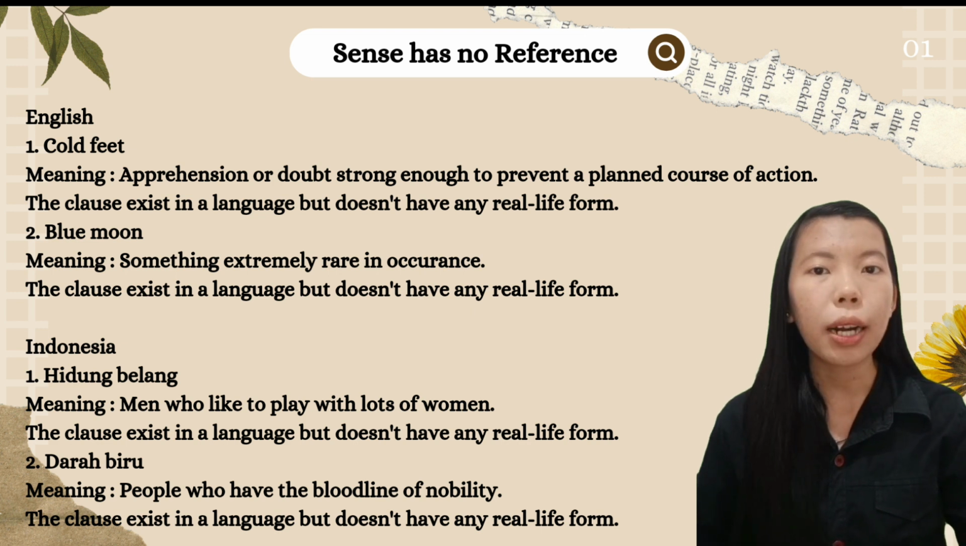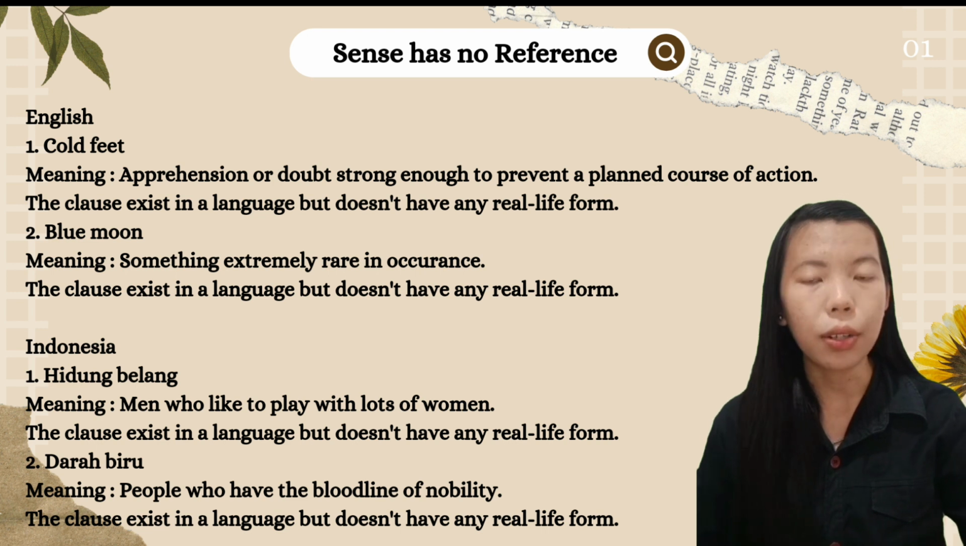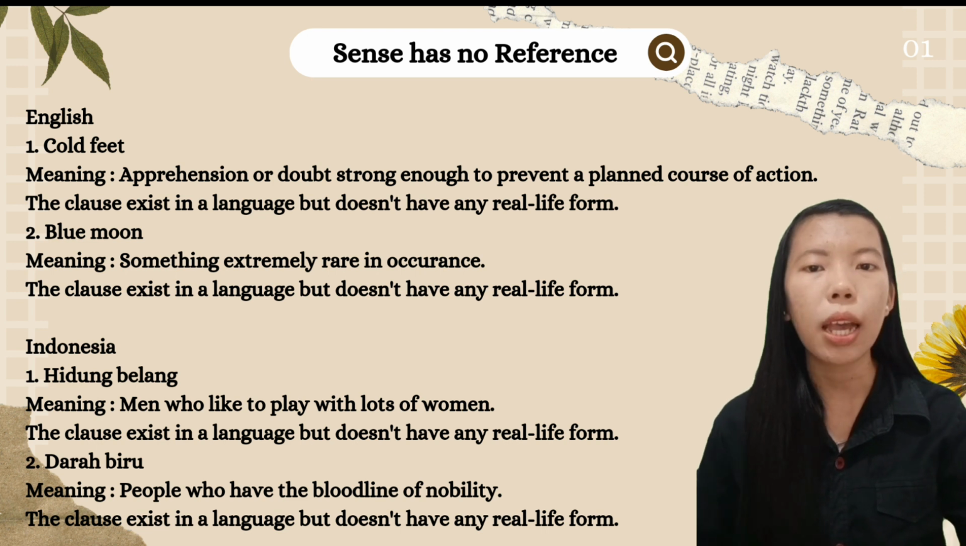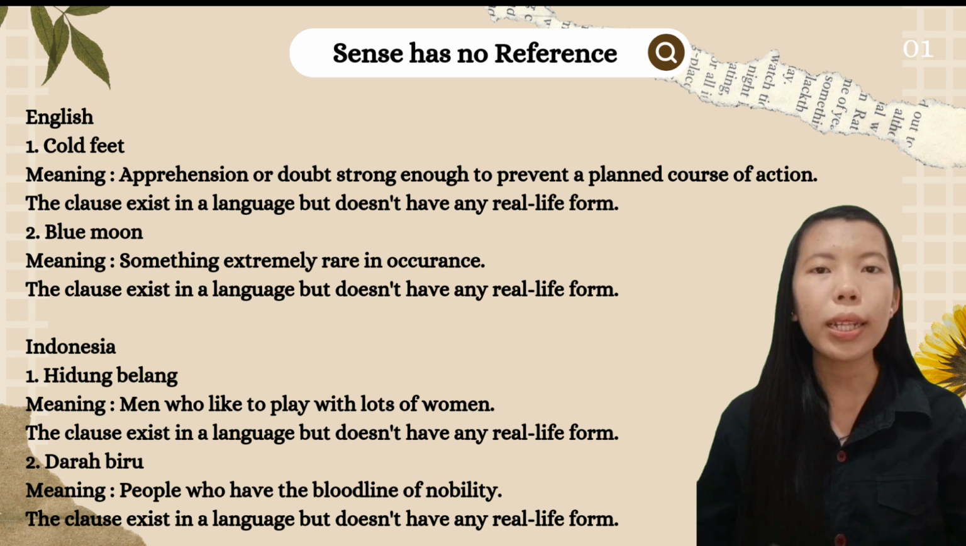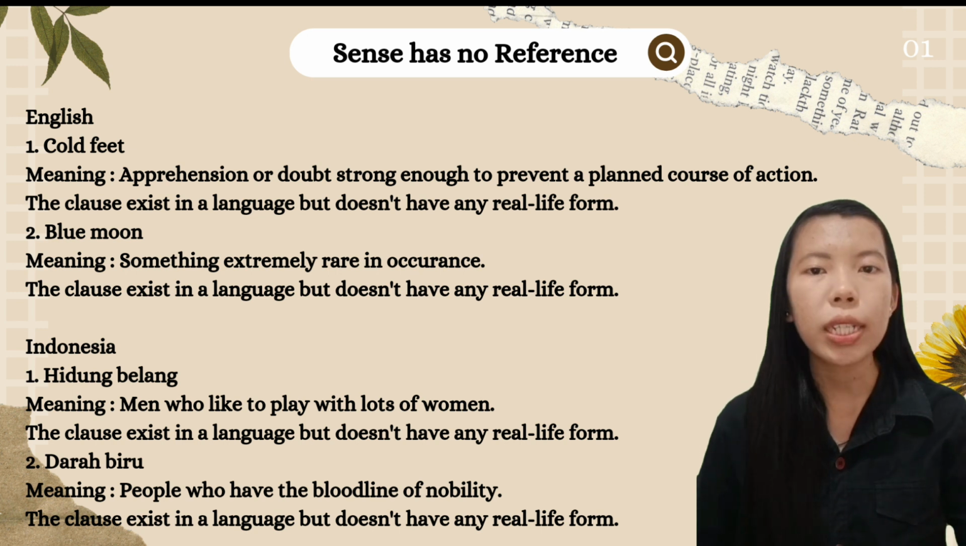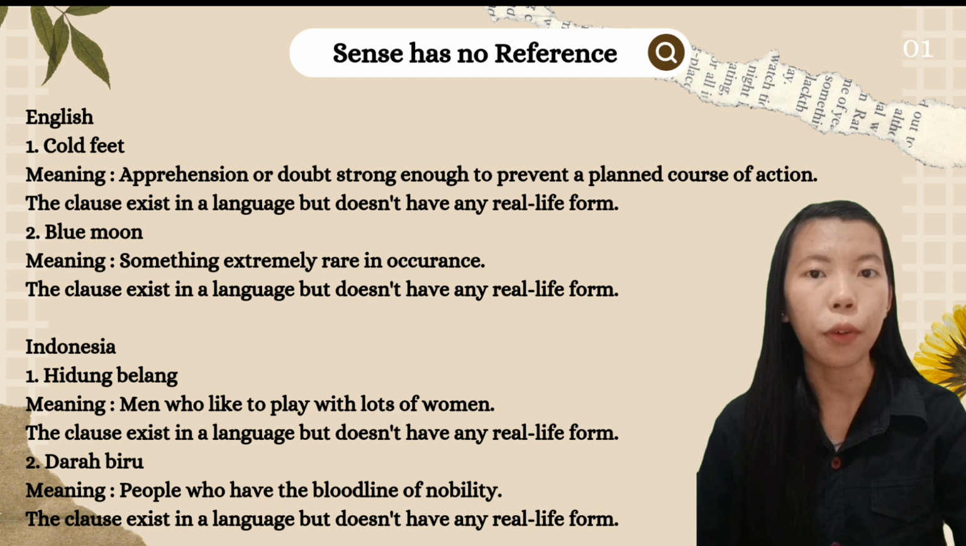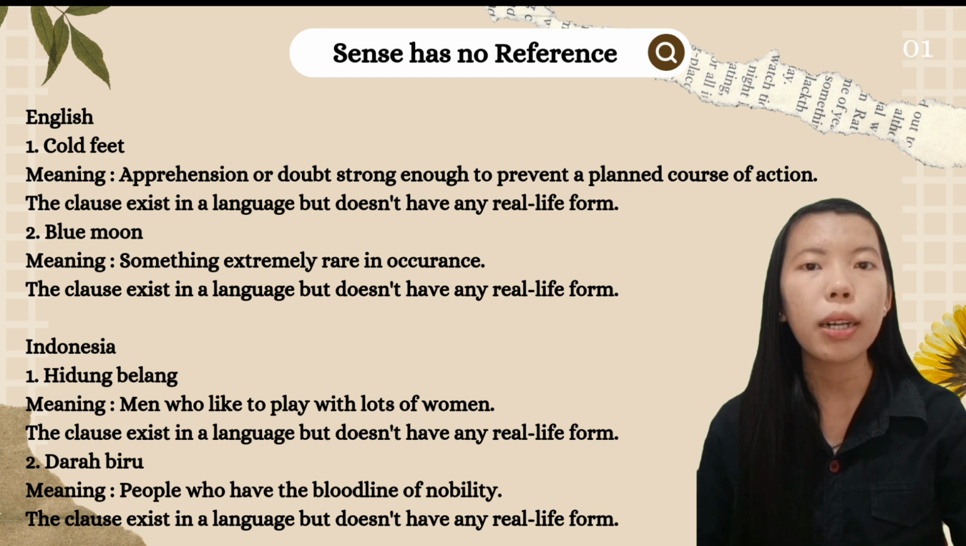The second example is blue moon, meaning something extremely rare in occurrence. The clause exists in a language but doesn't have any real life form. While in Indonesian, the first example is hidung belang, meaning men who like to play with lots of women. And the second example is darah biru, meaning people who have the bloodline of nobility.